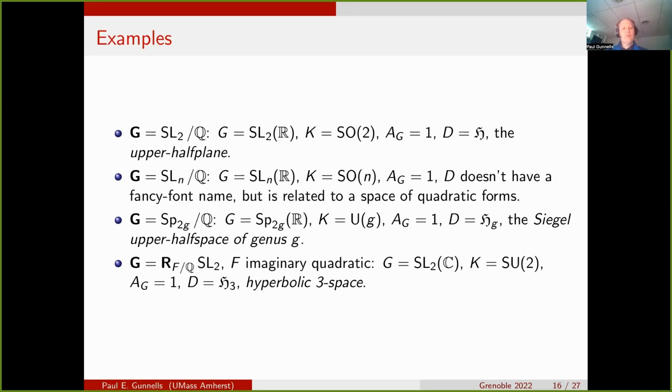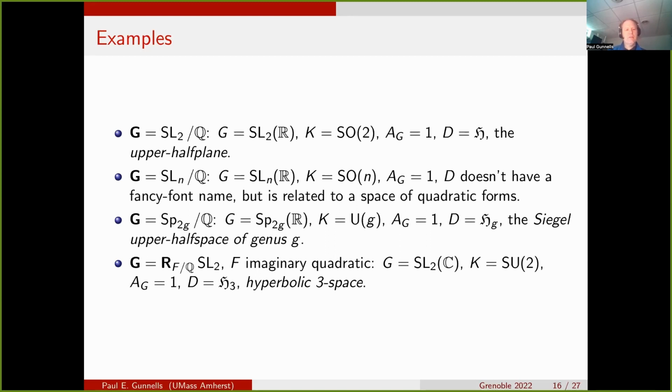For the symplectic group, the group of real points is unsurprisingly SP2GR. The maximal compact subgroup is a unitary group, UG. There's no split component, and this time the symmetric space is sometimes called the Siegel upper half space of genus G. These two, SLN and SP2G, are really two different ways of generalizing the thing on the first line. When G is equal to 1 in the third line, you get SL2. But there are two different ways to build off of that, both emphasizing different structures.